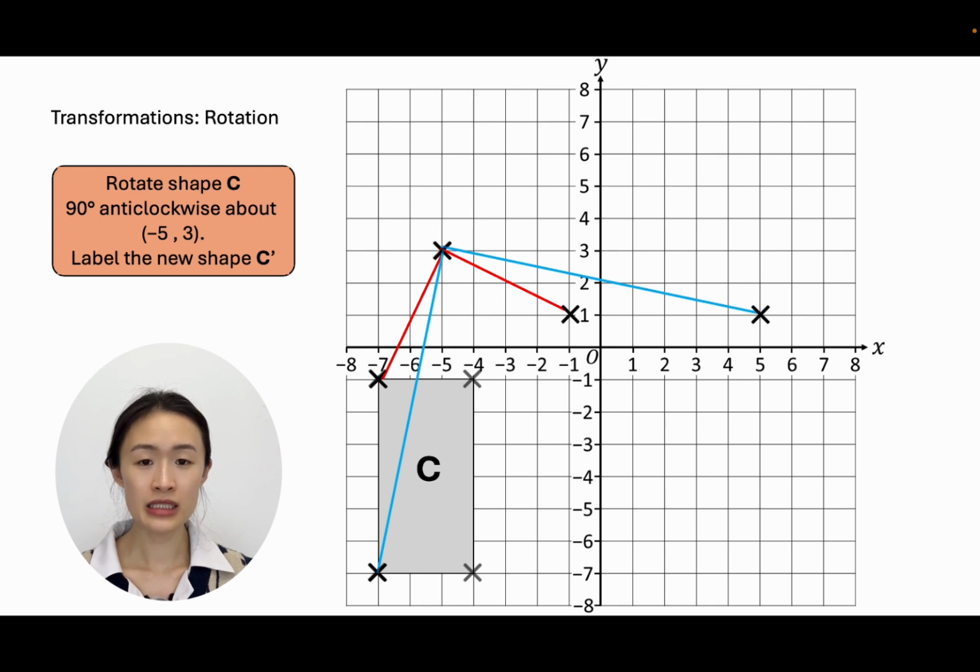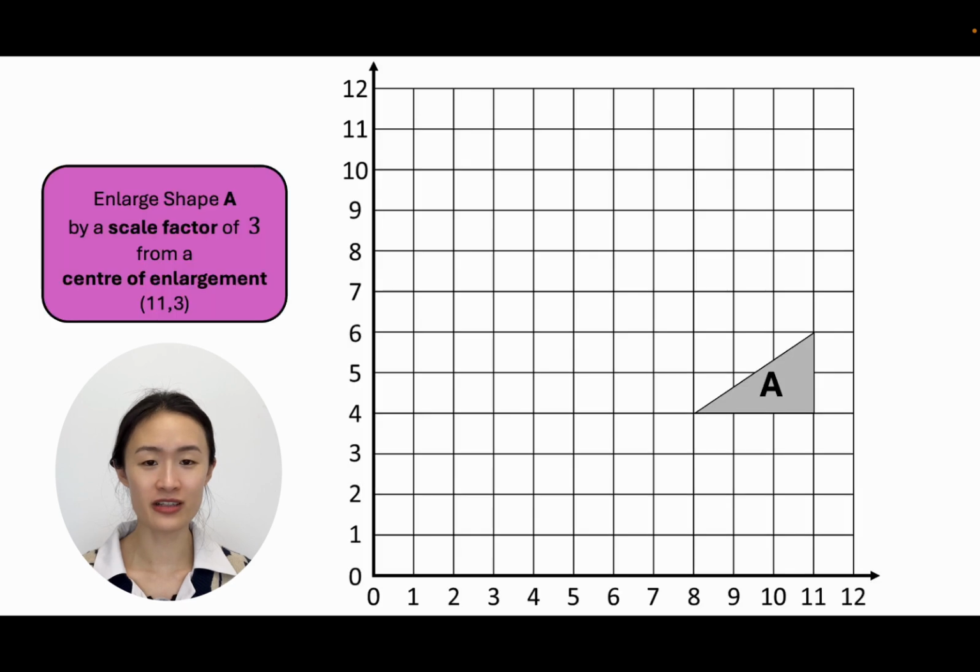If it's -7, rotate 90 degrees anti-clockwise, it will land on 5, 1. And I can join the points together, and as we can see, this is our image C dash. Okay, now moving on to the next part, enlargement.